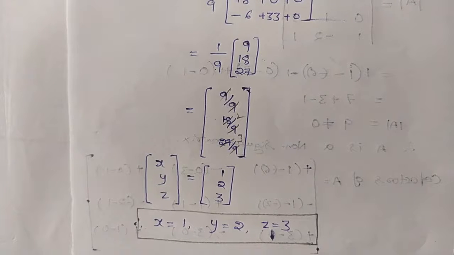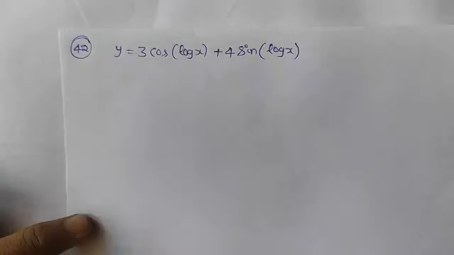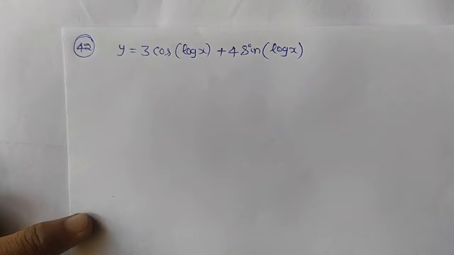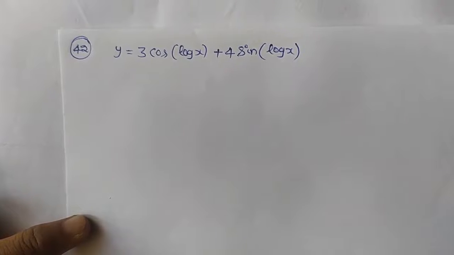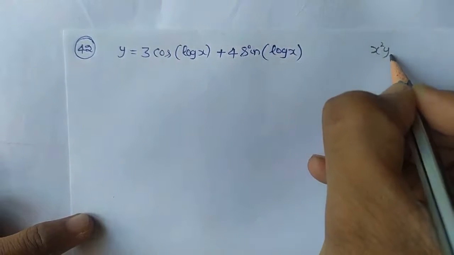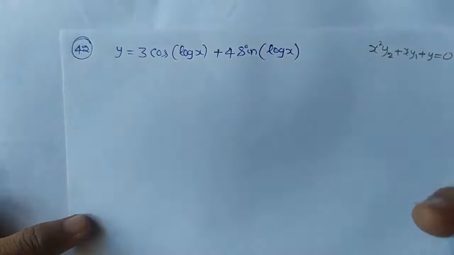Okay, dear students, let us move on to the next question. If y equals 3 cos of log x plus 4 sin of log x, then prove that x square y2 plus x y1 plus y equals 0. We have to prove that x square y2 plus x y1 plus y equals 0, right?